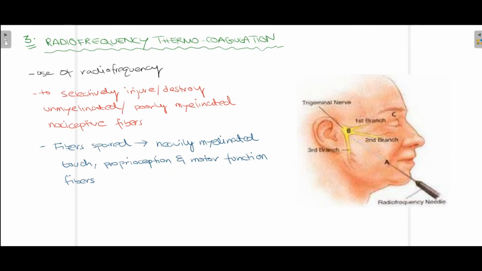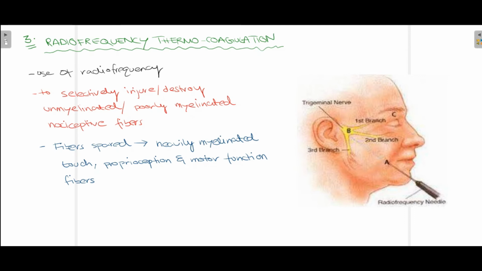Next, the third most common treatment option given to the patient is radiofrequency thermocoagulation. What do we mean by this terminology? Firstly, it involves the use of radiofrequency. What is the purpose of using radiofrequency over here? The purpose is that it selectively injures or destroys unmyelinated and poorly myelinated nociceptive fibers, which are the pain fibers. Similarly to the previous two treatment options, this helps in decreasing the nerve conduction of nociceptive fibers and eventually decreases the pain of the patient.